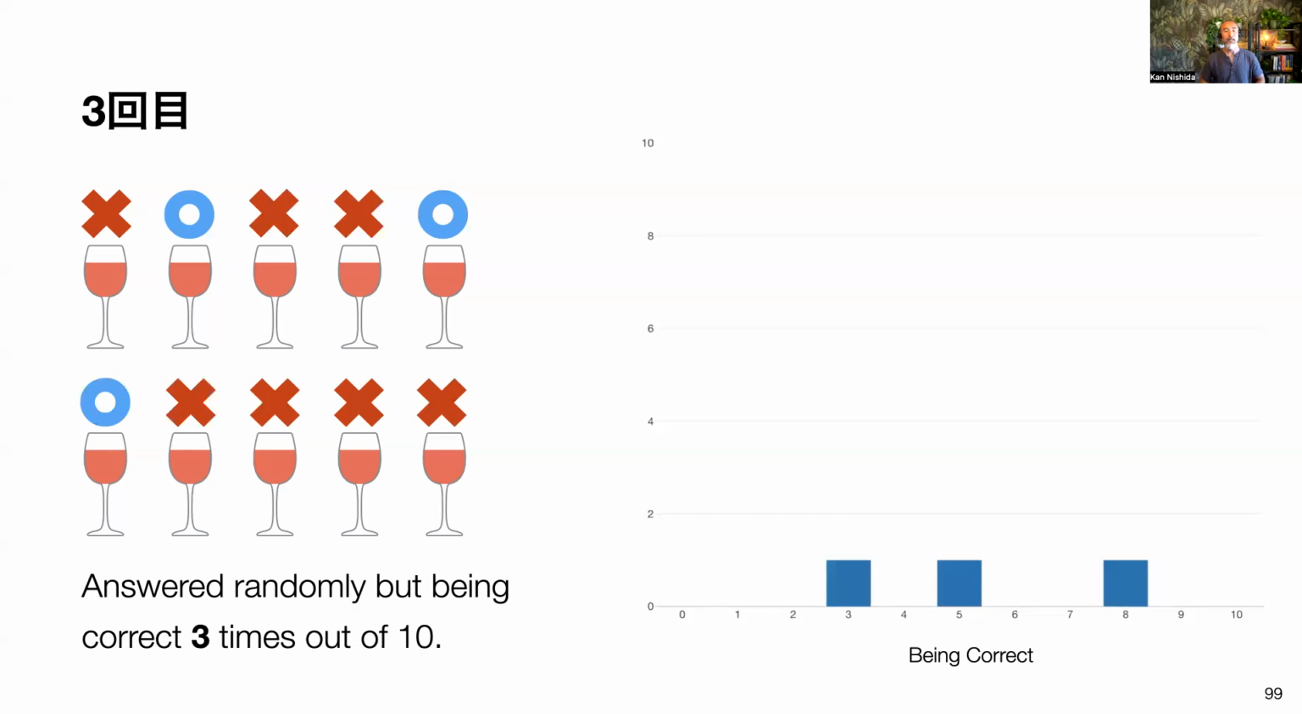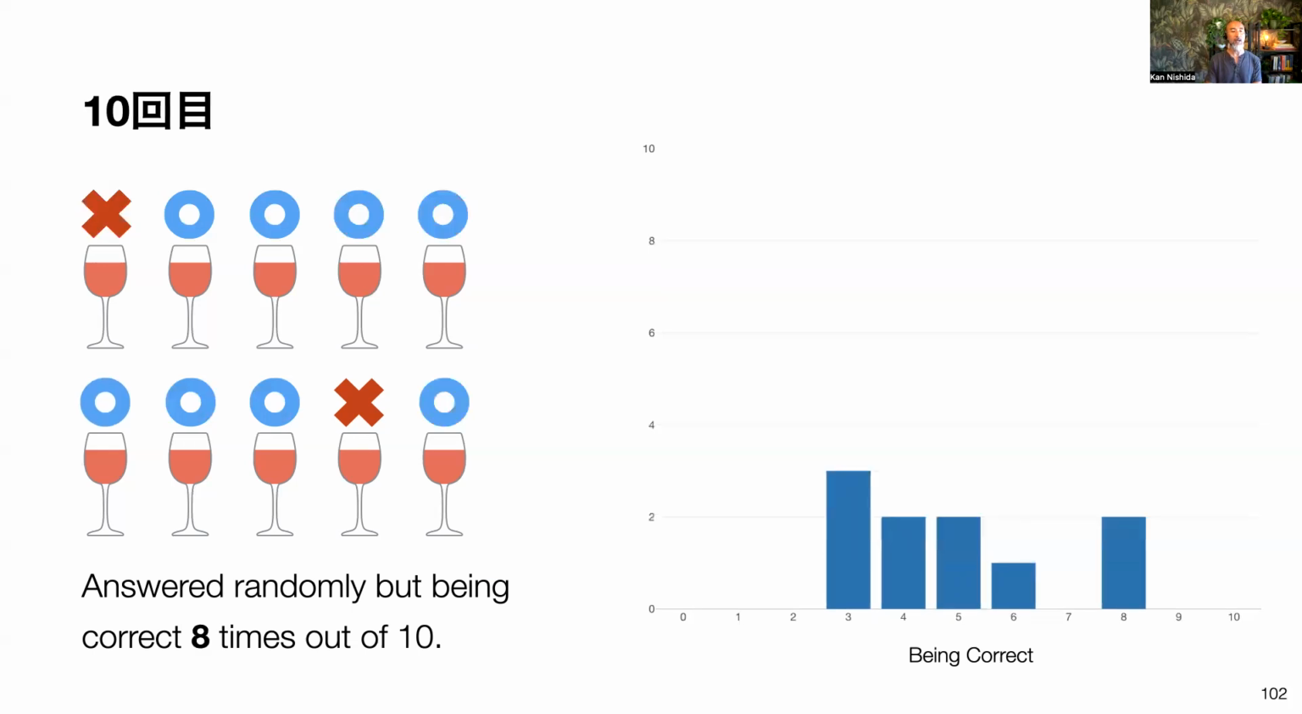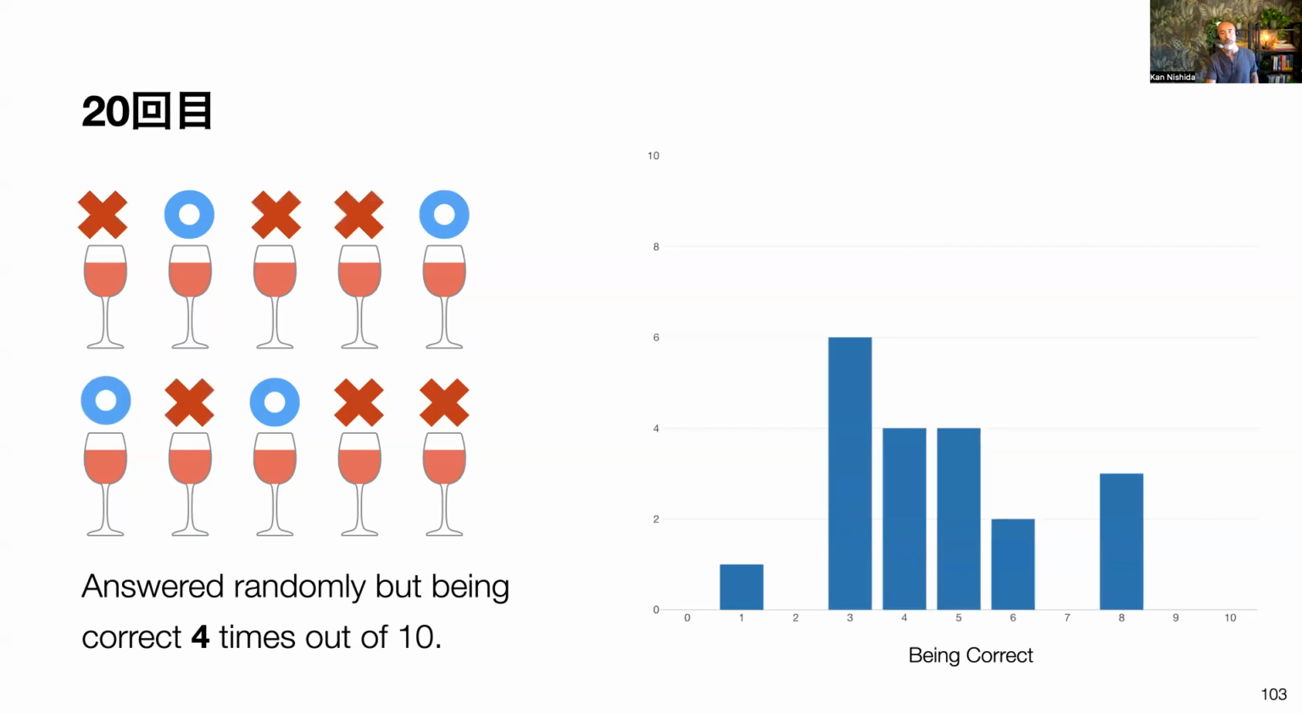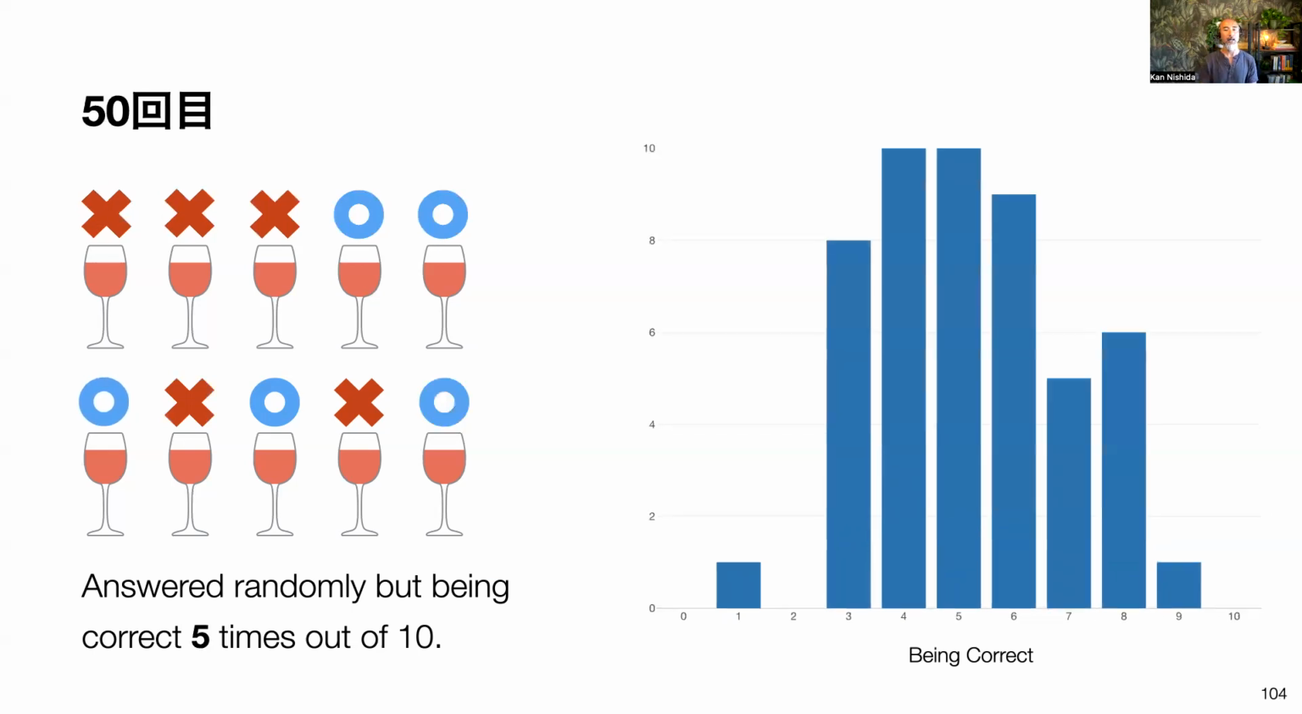And the third time, 3 times out of 10 were correct. And then the fourth time, sorry for the Japanese at the top, but it was just a number, 3 out of 10 were correct. So at this point, on the right-hand side chart, I have a 2 for the 3, a 1 for the 5, and a 1 for the 8. And the fifth time, I got 4 times out of 10 correct. So you repeat this 10 times, 20 times, 30, 40, 50, and then 100.